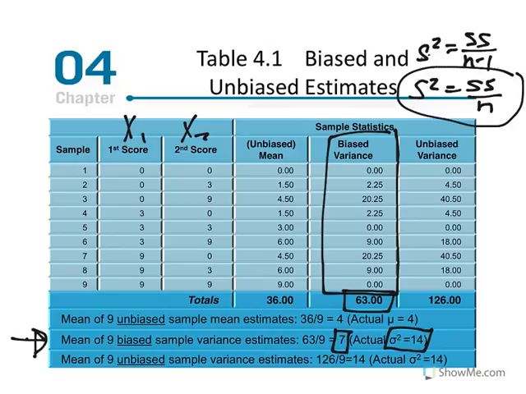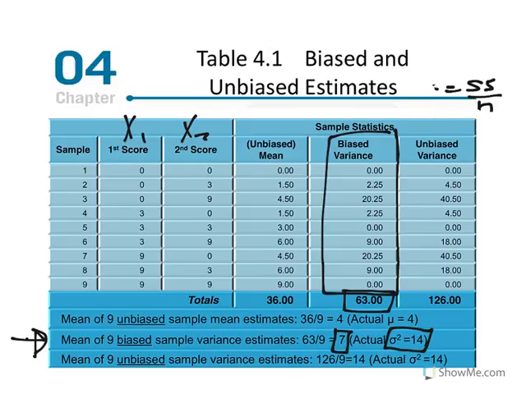So our correction again is to utilize the accurate equation of variance is equal to SS over N minus 1.